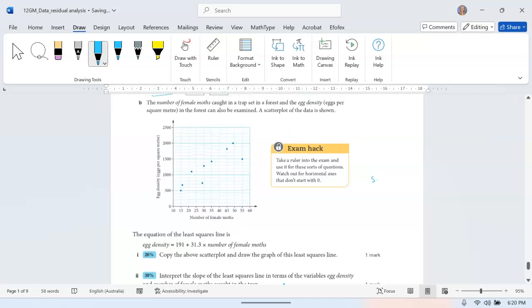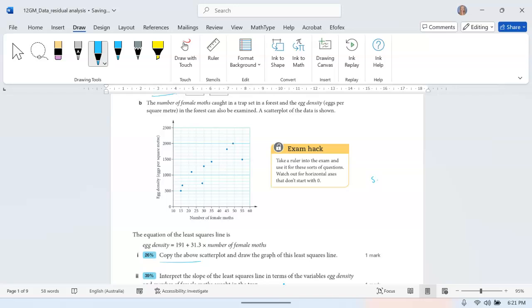The number of female moths caught in a trap in a forest and the egg density, so previously it was male moths, can also be examined. The scatter plot is shown, and we're being given the least squares line. So we don't need to copy it. You've been given a hard copy, and on an exam, obviously, you don't need to copy it. It's just told you because it was in a textbook, and it doesn't want you to draw in the book.